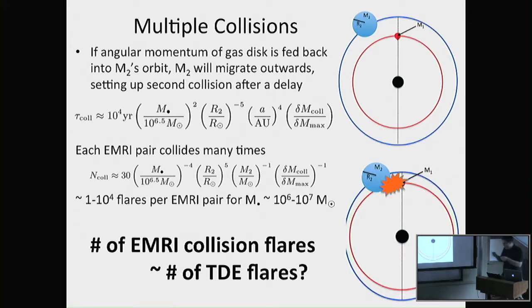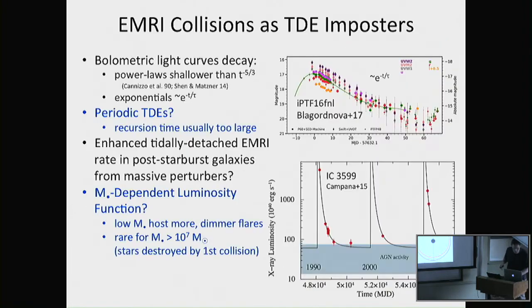And so, you sort of get death by 1,000 cuts, you'll destroy one of the stars or both of the stars, and so you can potentially get many flares from the same pair of EMRIs. This is just an estimate, depending. For a more massive black hole, the single collision tends to destroy them. For the less massive ones, it tends to be a grazing nick, which produces possibly many low luminosity flares.